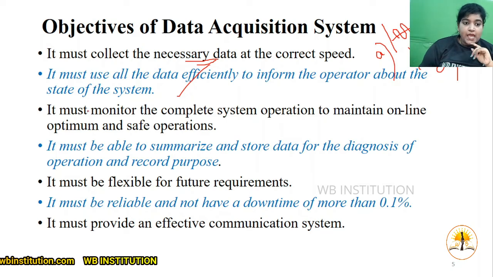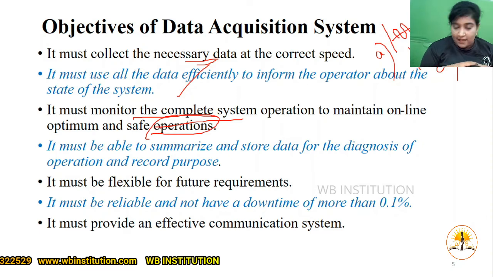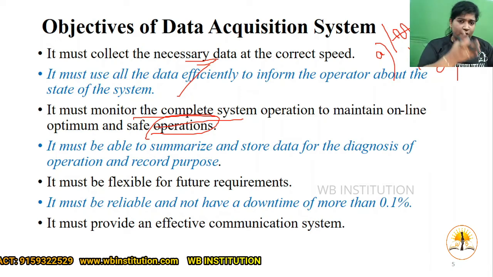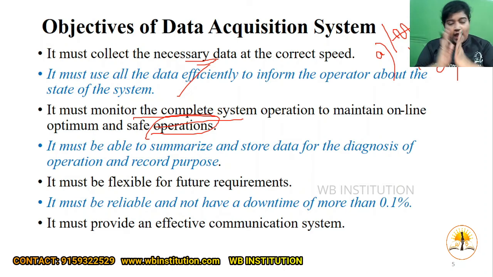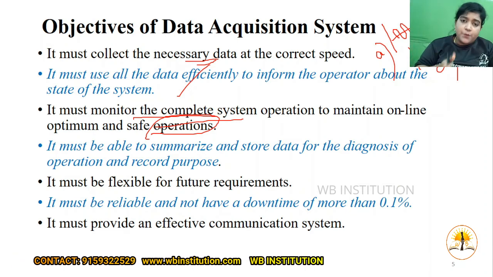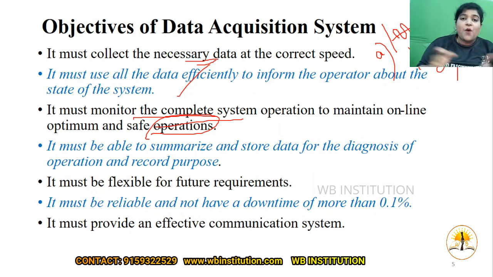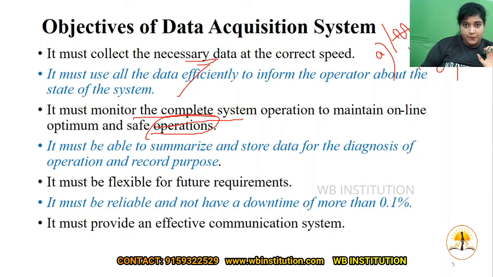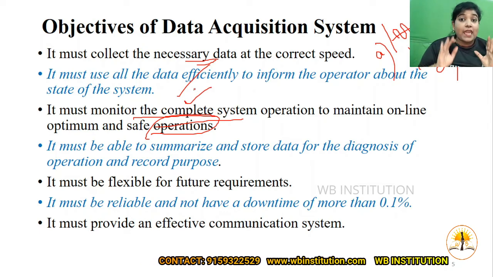The next one is that it must monitor the complete system operation to maintain online optimum and safe operation. Why have they given this point? In the operating system you will be having a number of processors. First you have your transducers, next your signal processing unit, next your multiplexer and analog to digital converter, so you'll be having a number of blocks. The data goes inside all the blocks and comes out, so proper monitoring of your data is very necessary in order to get an efficient output. That is why they have stated that complete monitoring of a system is very important.